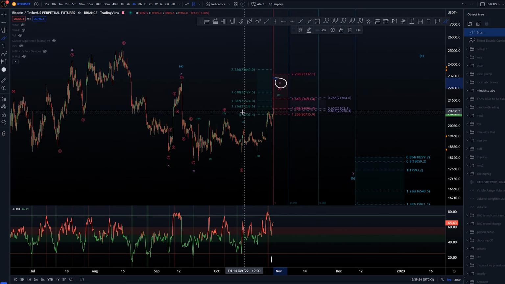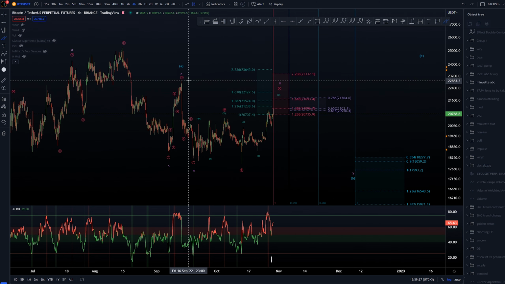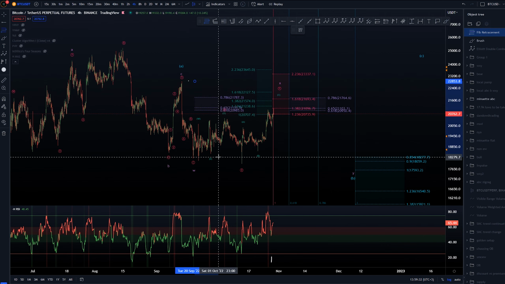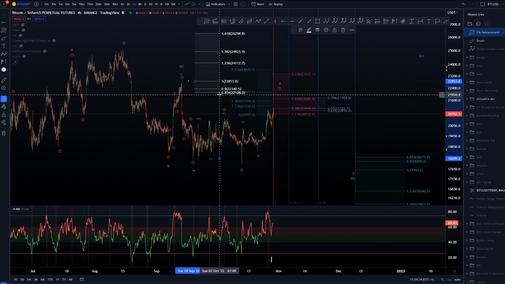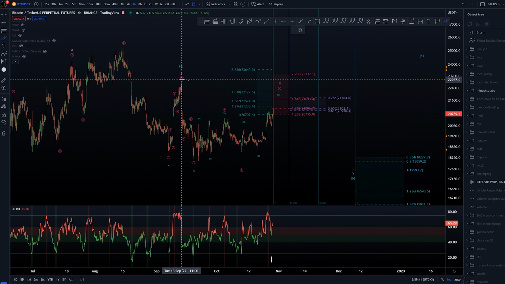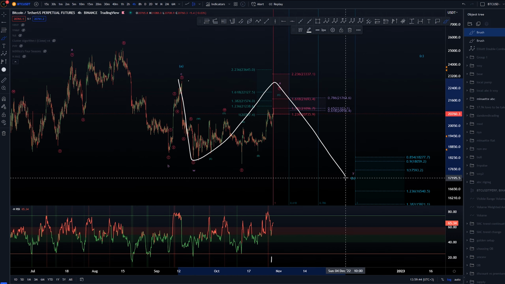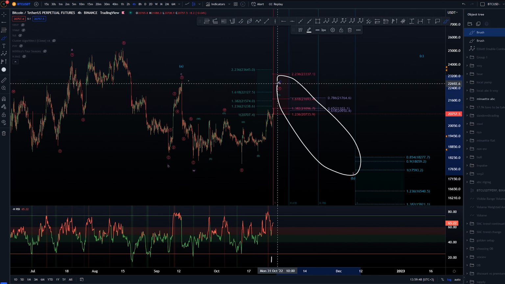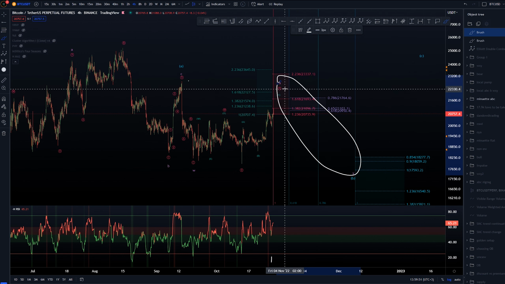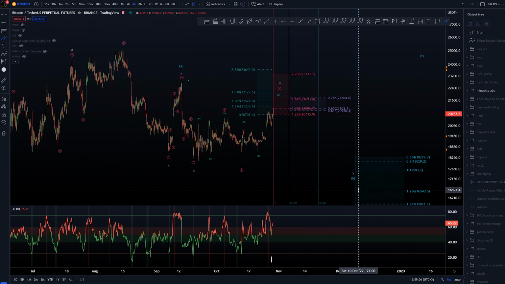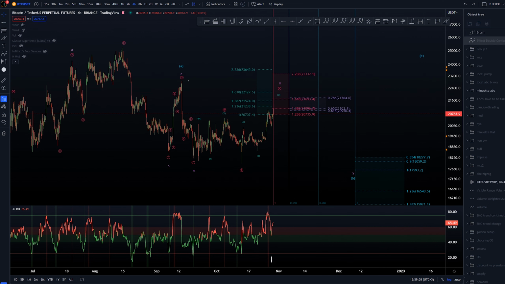If this wave structure retraces more than the 90% area here of that wave W, which would be around 22.1 to 22.3k, then we would have the possibility of this being an A, B, and C instead of a WXY. And that would just mean that the expectation here on the smaller time frame would be a bit different. Instead of a three-way structure for the wave Y, we would have a five-way structure for that C. But those are the higher time frame structures.